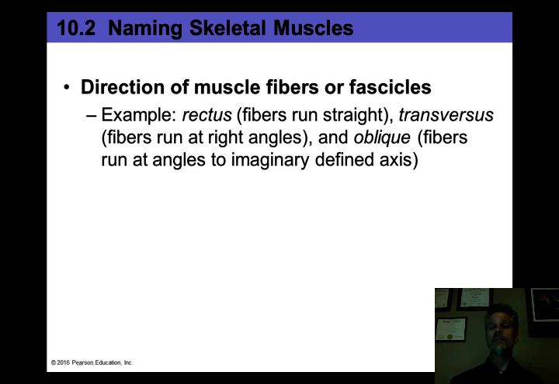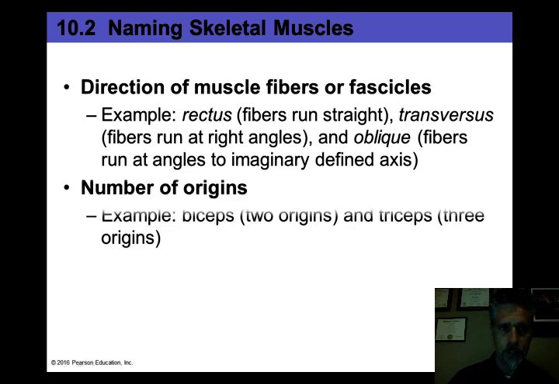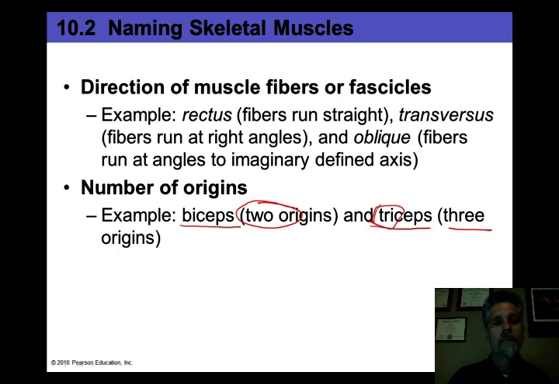Okay, so it could have to do with the relative size, the direction of the muscle fibers. So for instance, rectus abdominis, the straight ones of the abdomen, transverse, like it's going to go across the transverse plane. Oblique is going to come at an angle. So a lot of our abdominal muscles have that part of their name: rectus abdominis, external and internal oblique, transverse abdominis, etc. Number of origins. So we see biceps femoris. We see biceps brachii, where it has two different origins to it. And then we have triceps brachii, right? Triceps brachii, which has three heads or three origins to it.